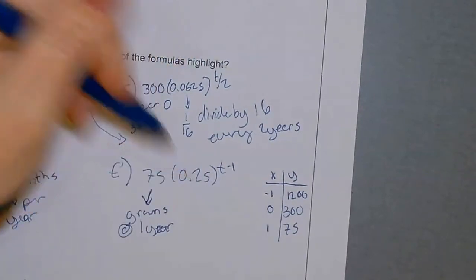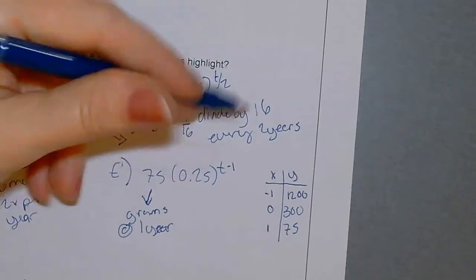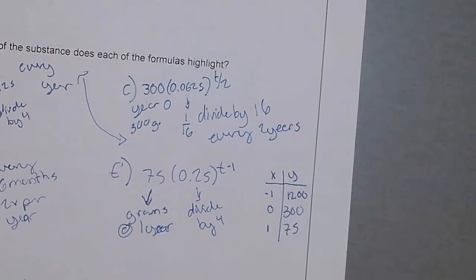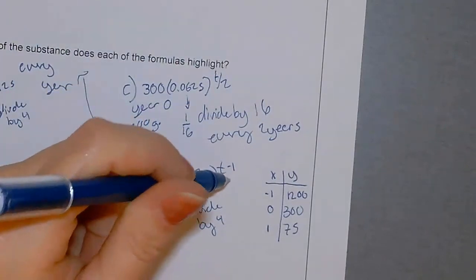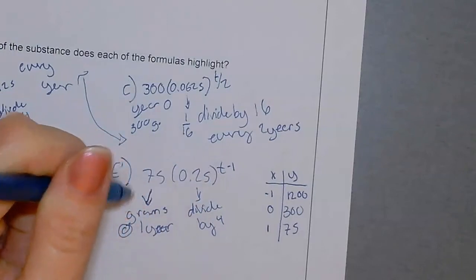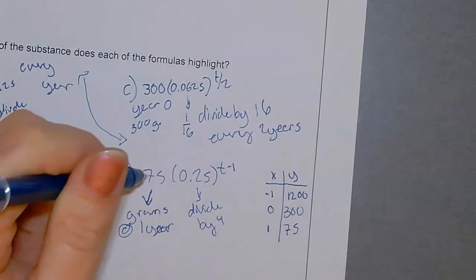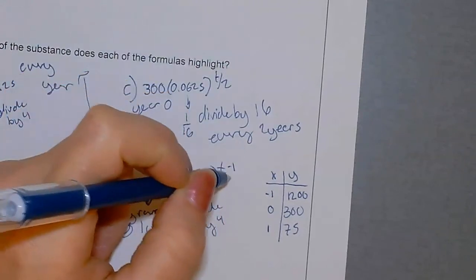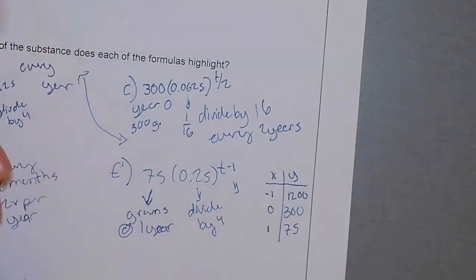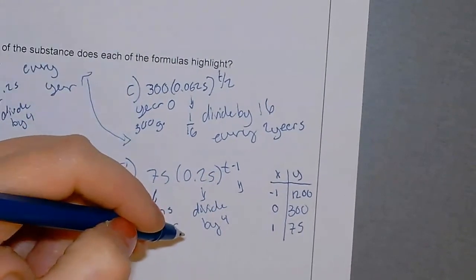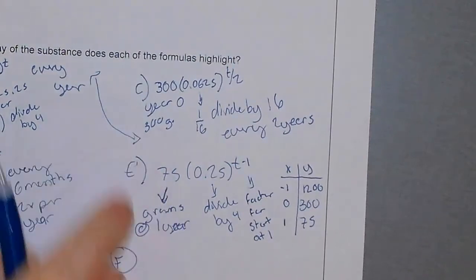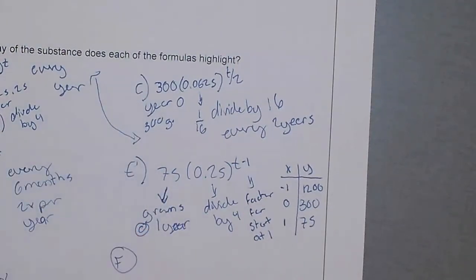Okay, and then this part's kind of the same. It's the 0.25, that's divide by 4, which is the same as what we had before. But that's what this minus 1 is saying, that we know that the 75 is not the y-intercept. So the minus 1 is saying basically we have to factor in for the fact that we started at 1 year instead of starting at 0. Okay? So let's look at F. So this is highlighting the number of grams at year 1.